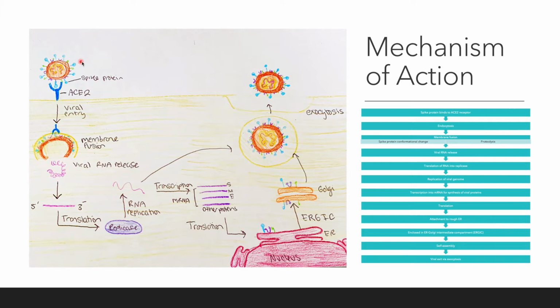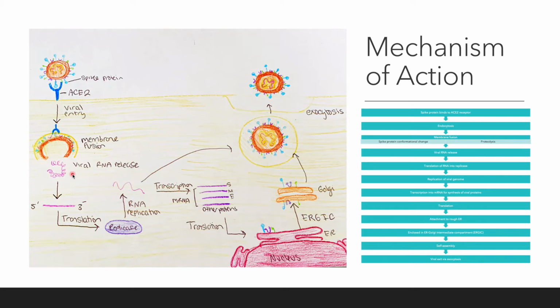SARS-CoV-2 enters the host cell as its spike protein binds to the angiotensin converting enzyme 2 or ACE2 receptor, which is found in several organs of the human body, including the lungs. The human cell then takes in the virus through the process of endocytosis. Afterwards, the membrane fuses and the viral RNA is released into the cytoplasm.